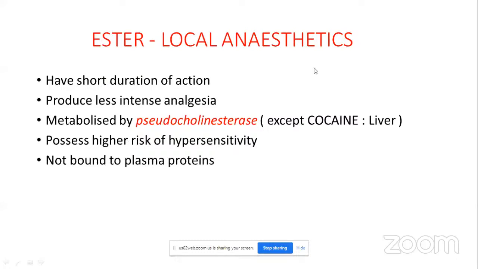Coming to ester local anesthetics, they have a shorter duration of action and produce less intense analgesia compared to amide group local anesthetics. As I told, these are metabolized by pseudocholinesterase or plasma cholinesterase enzyme. There is an exception in this group, that is cocaine, which is metabolized by the liver like amide local anesthetics. They possess a higher risk of hypersensitivity reactions seen with the PABA derivative, para-aminobenzoic acid. And unlike amide local anesthetics, they are not bound to plasma proteins. That's why they have a short duration of action.